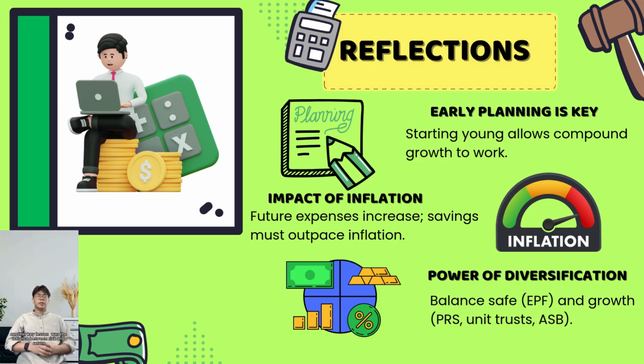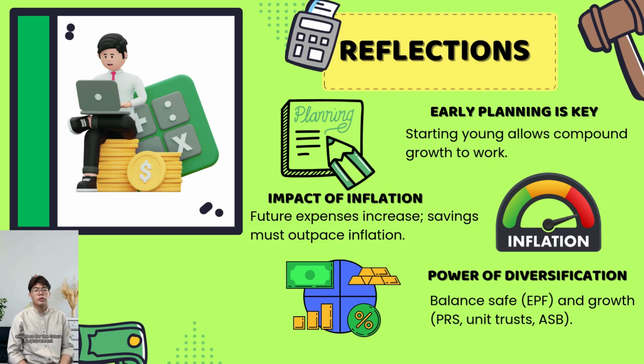Another key lesson was the balance between risk and return. We discovered that relying on low risk options like EPF may not be sufficient, and diversifying into products such as unit trust, PRS, and ASB can provide higher potential growth. At the same time, it became clear that risk must be managed by preparing contingency plans such as adjusting retirement age or contribution amounts if assumptions change.